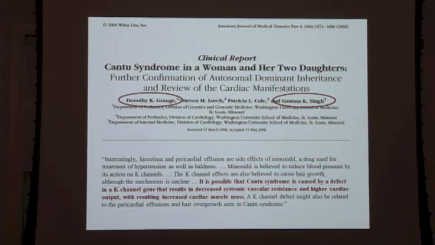I don't know if there are any clinicians in the room, I doubt it. Are you? You got a time, you probably are, okay.